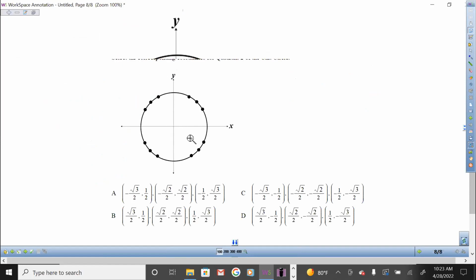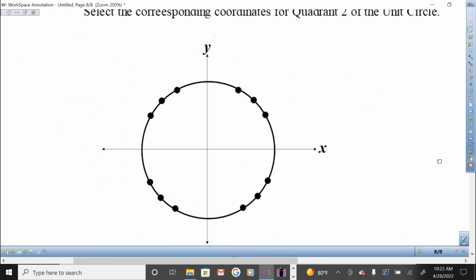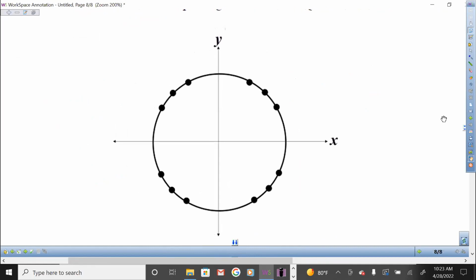All right, let's go to the unit circle. I'm going to zoom into this, and this is what I want us to do first before anything, before answering. Let's start labeling this portion first. So we're going to start with this point right here. This point is square root 3 over 2, comma, 1/2.